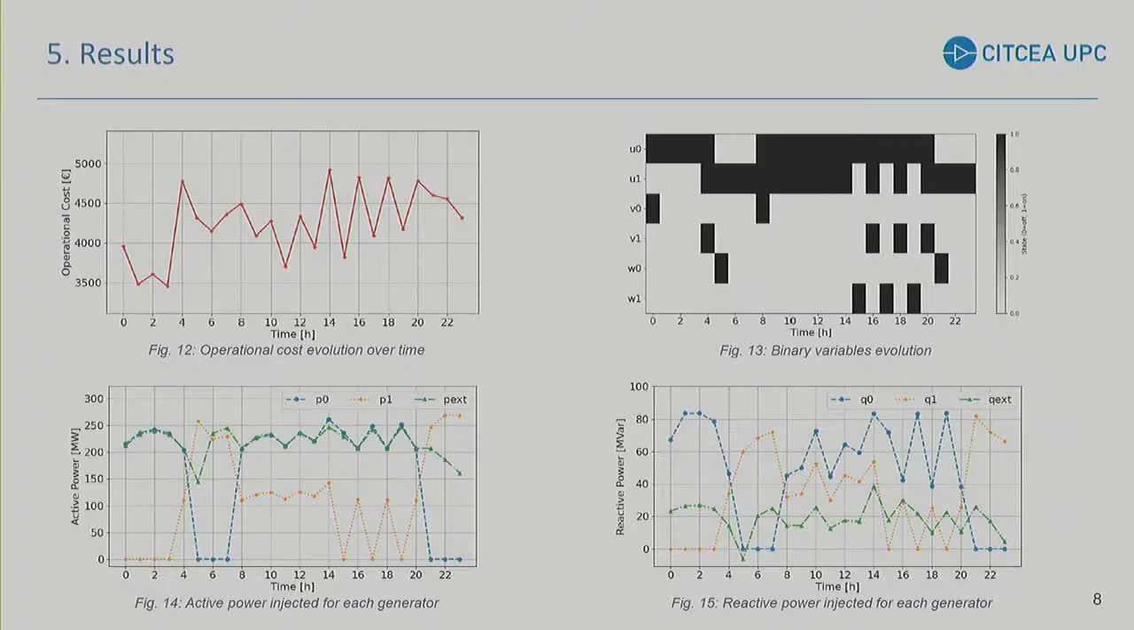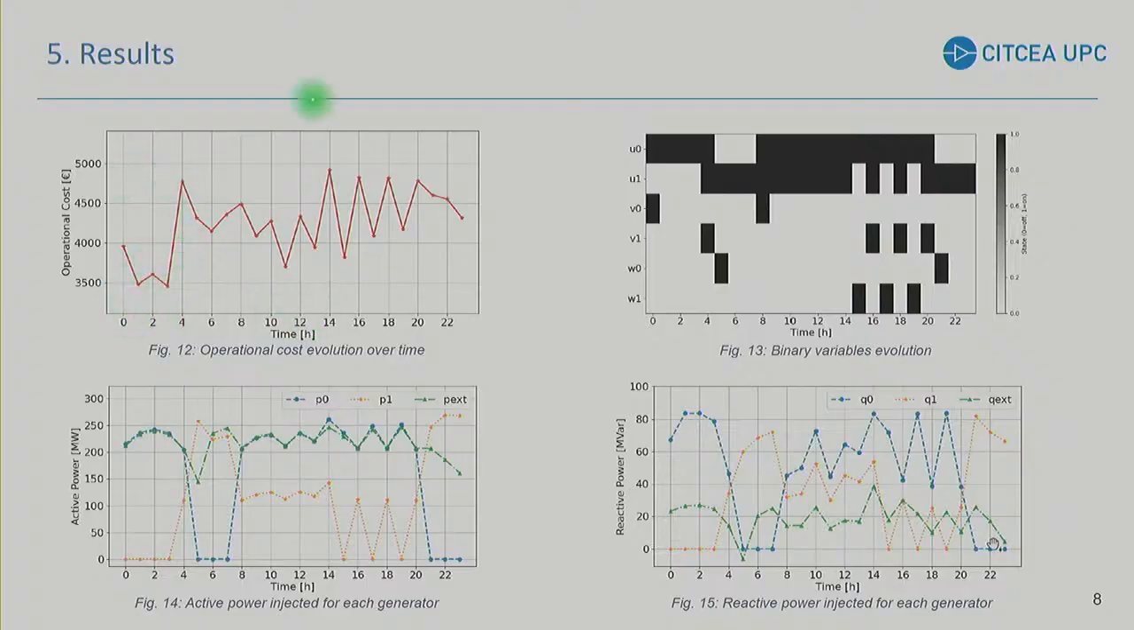So once we have done this hybrid approach, we can see some results here. I have a lot more, but I didn't want to put that much. Here you can see the evolution of the operational cost for every hour. This is a prediction, of course, because the loads are predicted, but it's a probabilistic optimal power flow. And you can see how the evolution works.